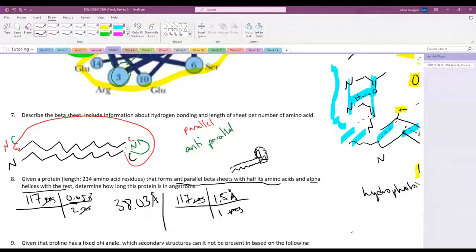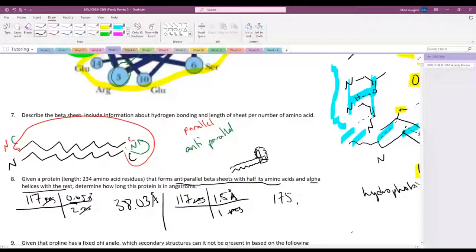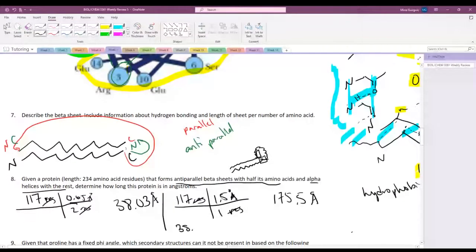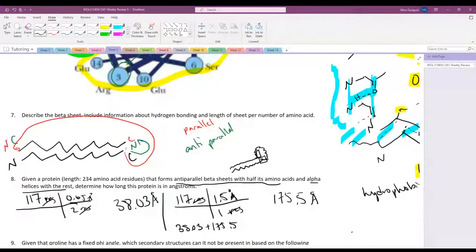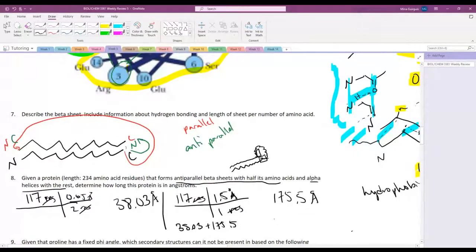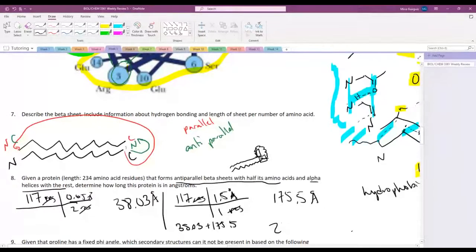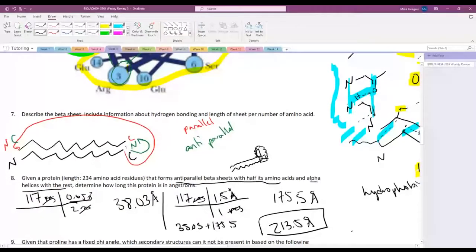As for why I'm doing it, just so you guys are aware, it's for consistency, to make sure everyone following understands why I'm doing what I'm doing. Okay, and we get this. Now all we have to do is add those two numbers together. So 38.03 plus 175.5 is 213.5, about. 213.5 angstroms. And that's it.